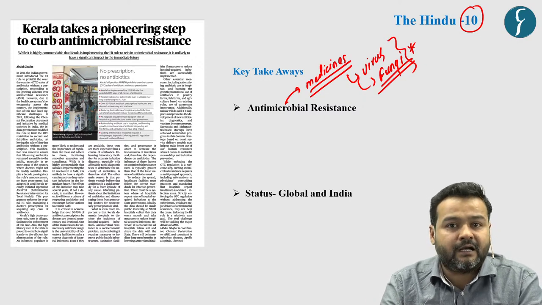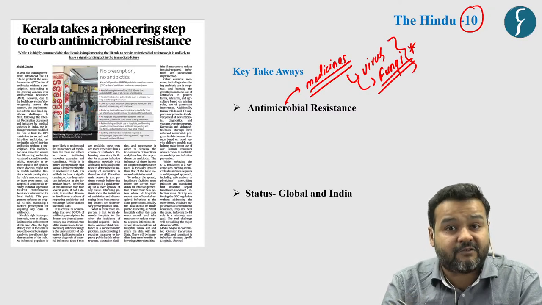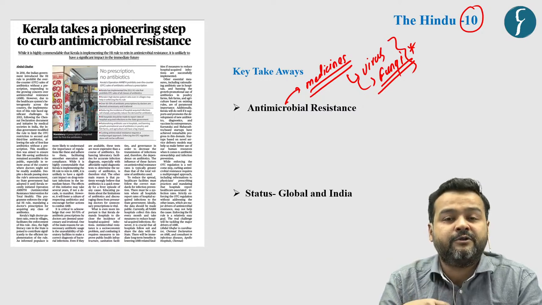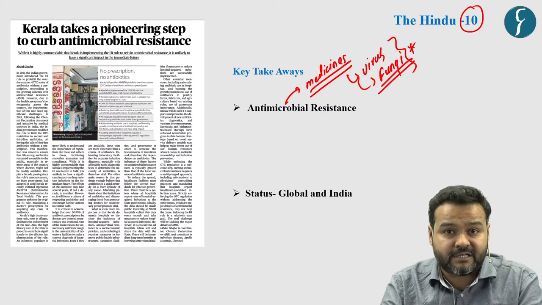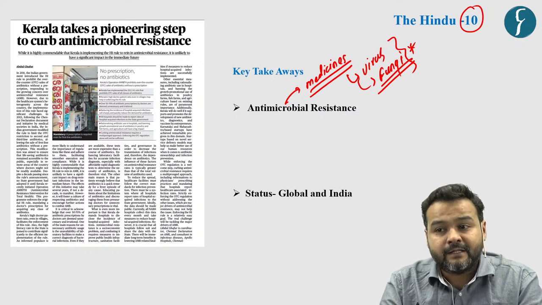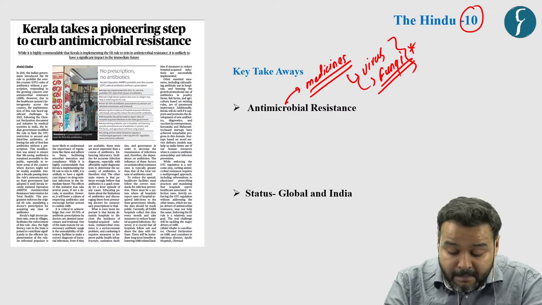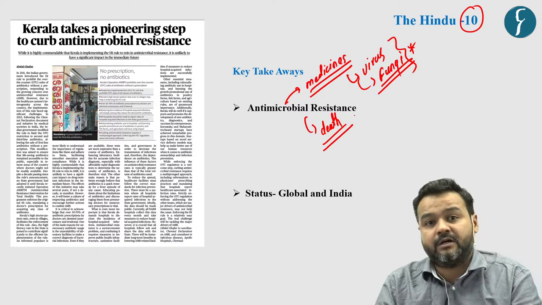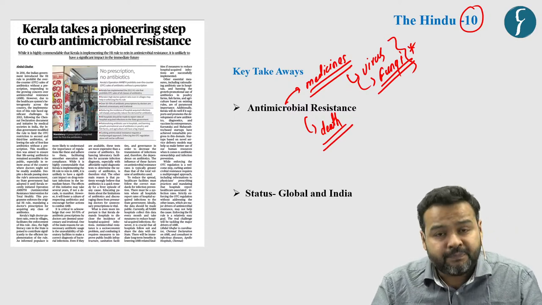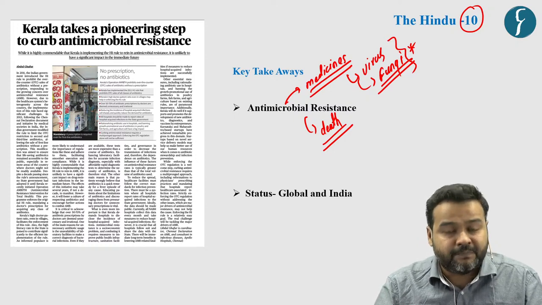Now, what are the outcomes of such resistance? Why is it concerning? Because when you are going to treat some infection, and the pathogen responsible for such infection is resistant to the administered medicine, the cure of the infection becomes difficult to an extent that it may cause death also. If you know about a disease like sepsis, in certain cases such resistance causes death altogether.